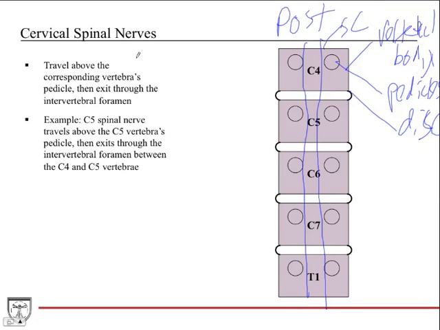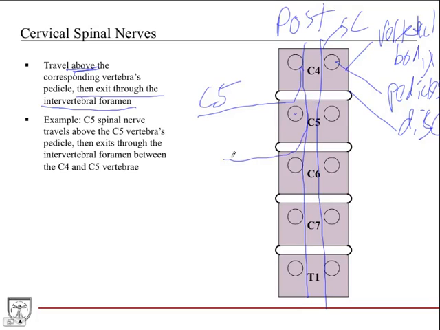So that's our spinal cord. So what do we got to know about these cervical spinal nerves? So they travel above the corresponding vertebra's pedicle, okay? And then they exit through the intervertebral foramen, as we just talked about with the skeleton model. So let's talk about the C5 spinal nerve. So the C5 spinal nerve is going to come off the spinal cord, and it's going to come down here, and it's going to exit above the C5 pedicle, okay? So this is our C5 spinal nerve, C5 pedicle, okay? Let's go through all these.